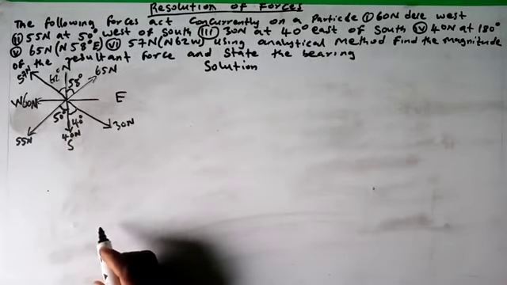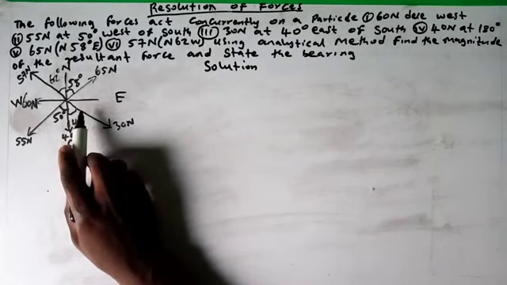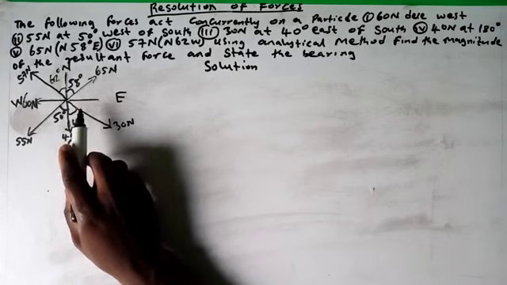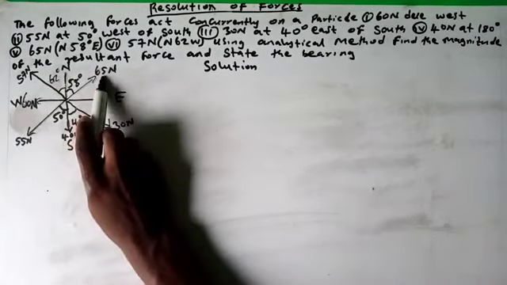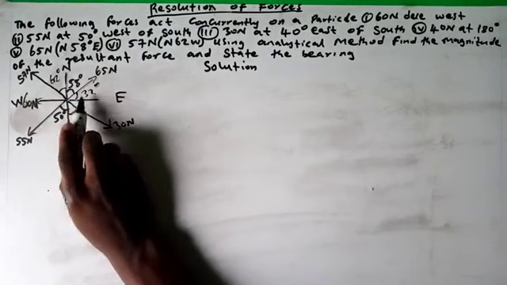So we are going to resolve these forces into their vertical and horizontal components using the angle of inclination of the forces with the horizontal. The angle of inclination of 65 Newton with the horizontal is here. For us to know this angle, from here to here is 90. So we subtract 58 from 90, which is 32 degrees. So here is 32 degrees.